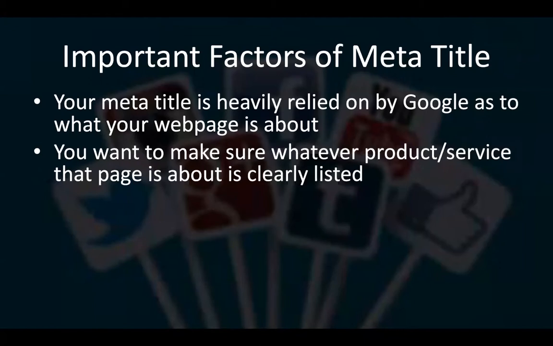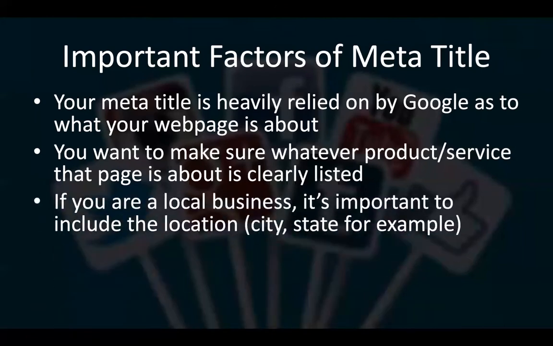You want to make sure that whatever your product or your service is that you have for your business is clearly listed in your meta title. And we're going to get into a second how to update this kind of information where it sits on some website builders. But again, very important to highlight exactly what your product or your service is. Also, if you're a local business, it's important to include your location, city and state, for example. That way you can really get that localized search result.